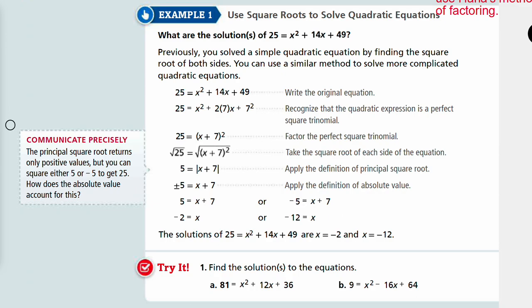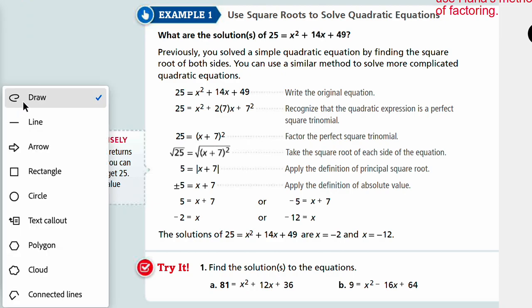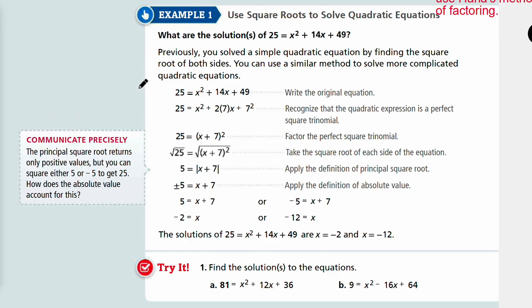Previously, you solved the simple quadratic equation by finding the square root of both sides in the last lesson. So we will use a similar method to solve more complicated quadratic equations. Before we talk about complex numbers, first of all, we want to really use the square roots. So let's start with this equation. We want to complete the square, right? So that we want to factor out.